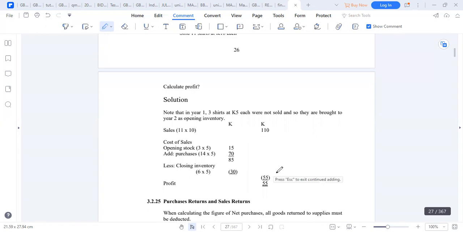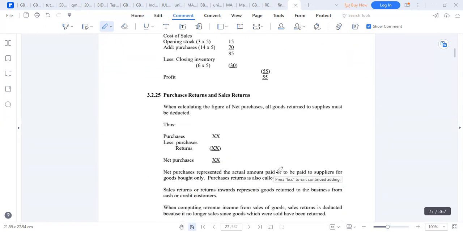We also have returns in and returns out. So we have what we call purchases returns and sales returns. So purchases returns occurs when we discover that the goods that we had were either broken or wrongly sent. So we reduce the purchases figure by subtracting the purchases returns to get our net purchases.